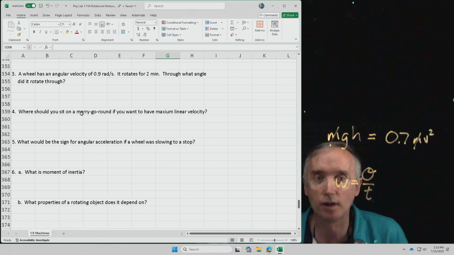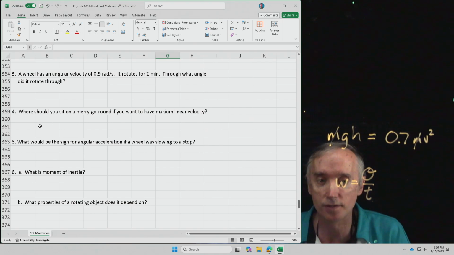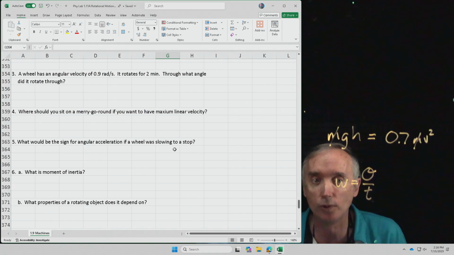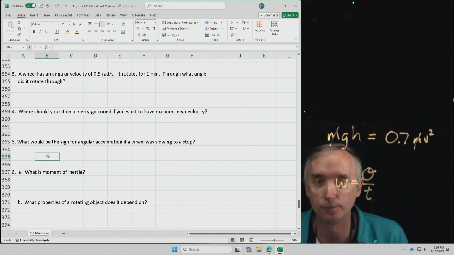Where should you sit on a merry-go-round if you want to have maximum linear velocity? Okay, so go back to where we had a formula that connected the linear velocity to the angular velocity, and that should tell you. Question 5, what would be the sign for an angular acceleration if the wheel was slowing to a stop? So remember your sign convention. What sign should you use if you want an acceleration that will make something come to a stop?